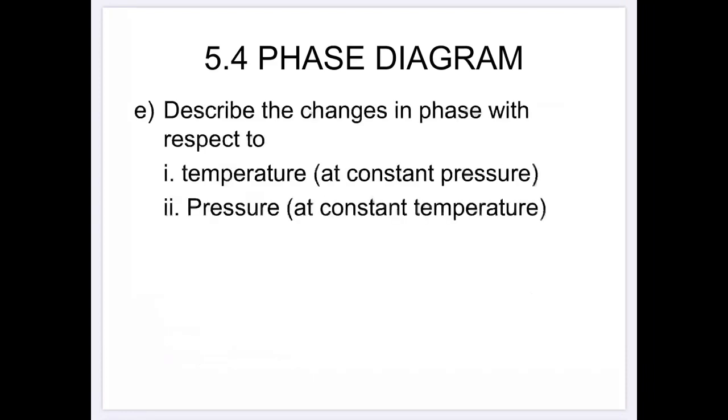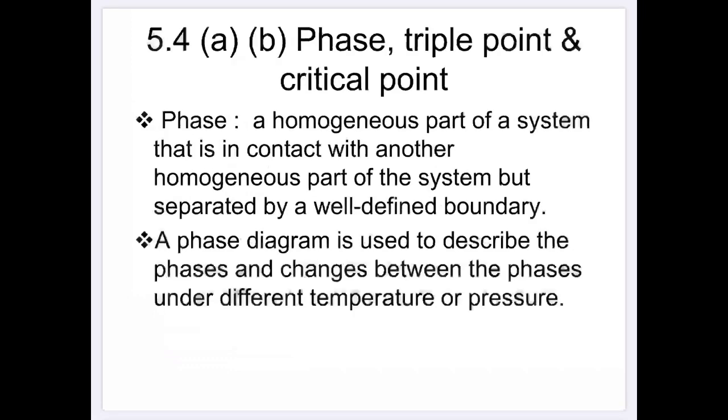And lastly, E. Describe the changes in phase with respect to temperature and pressure. Phase: a homogeneous part of a system that is in contact with another homogeneous part of the system but separated by a well-defined boundary. A phase diagram is used to describe the phases and changes between the phases under different temperature or pressure.